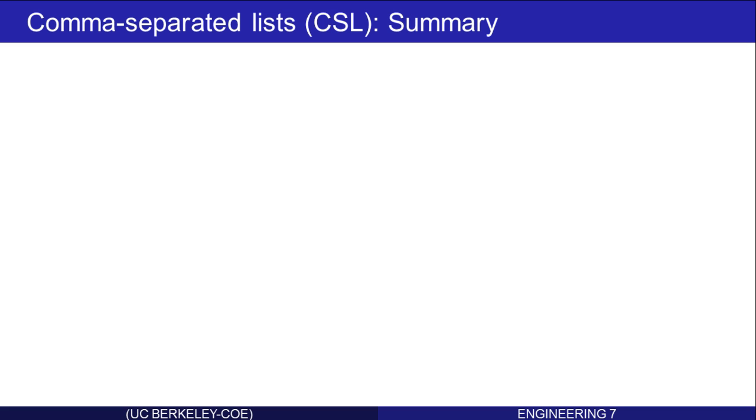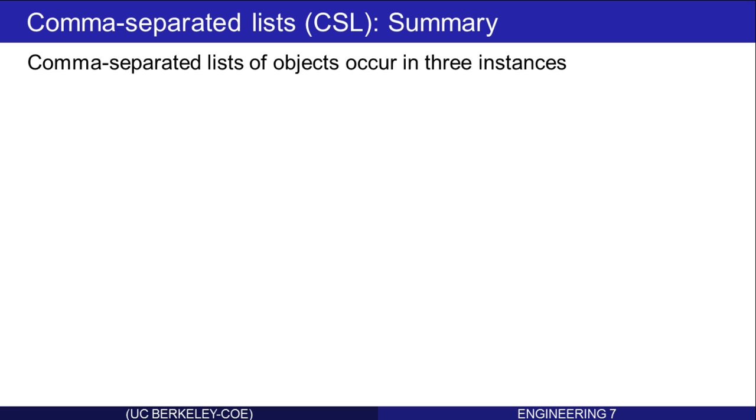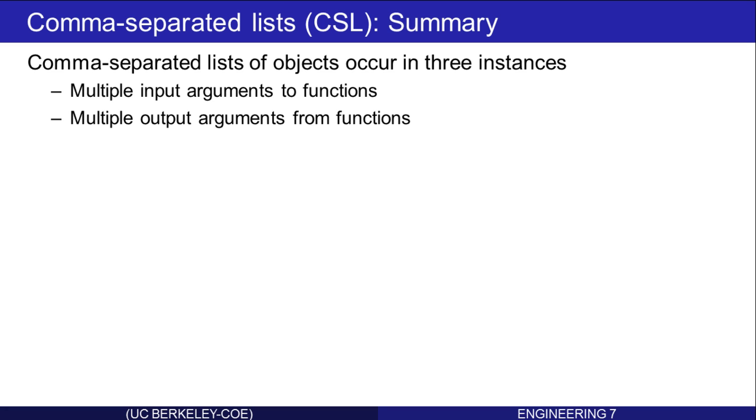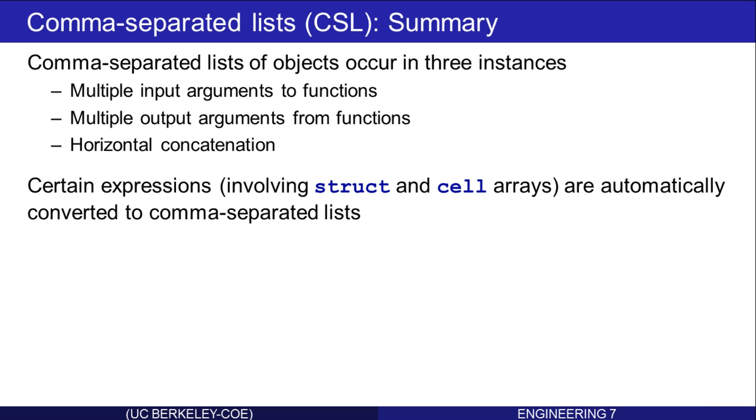Let's wrap this module up with a summary and then some quick examples. We know that comma-separated lists of objects occur in three instances: as multiple input arguments to functions, multiple output arguments from functions, and the horizontal concatenation syntax uses comma-separated lists.